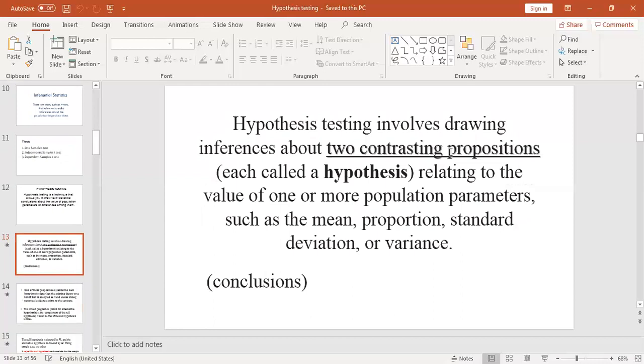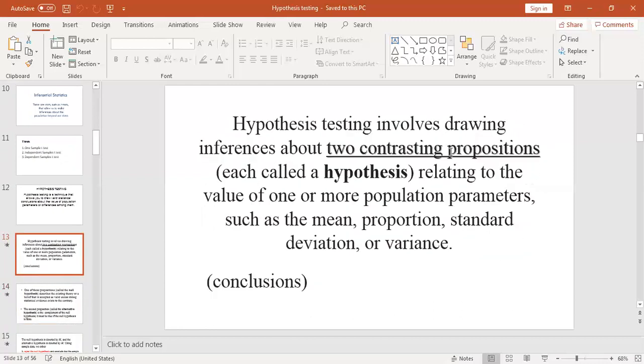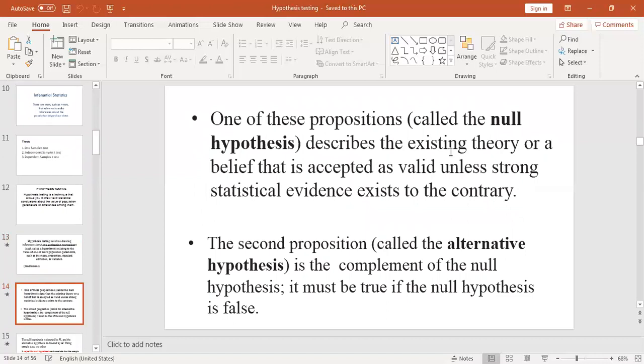So hypothesis testing involves drawing inferences about two contrasting propositions, each called a hypothesis, relating to the value of one or more population parameters such as mean, proportion, standard deviation, or variance. When it comes to hypothesis, there are two basic hypotheses we talk about. One is the null hypothesis and the other one is the alternative hypothesis. There could be more than one alternative hypothesis as well.